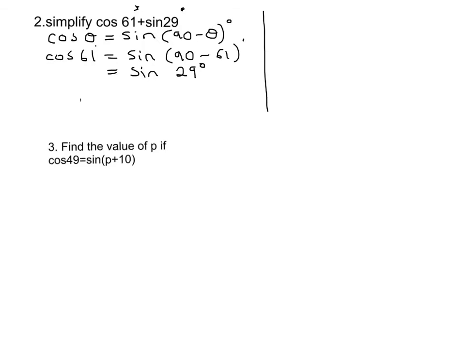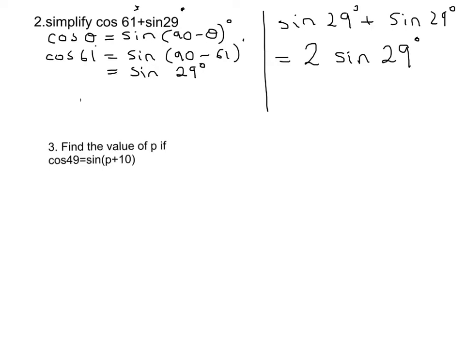So I end up with sine 29, which is my cos 61, plus sine 29. What does that equal to? This is like algebra. It's like saying x plus x, so if I replace sine 29 for x and sine 29 for x, I end up with 2x, right? So this becomes 2 lots of sine 29, and that's my final answer.